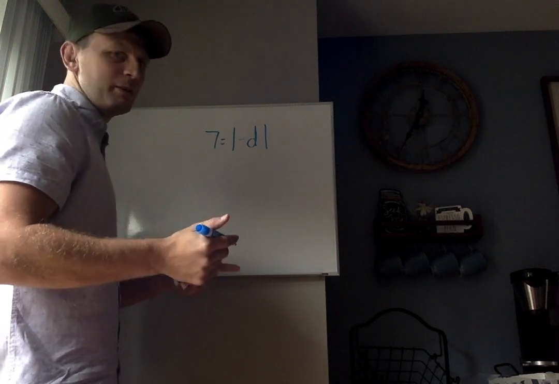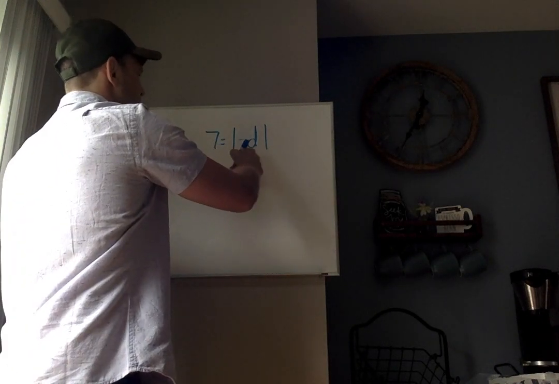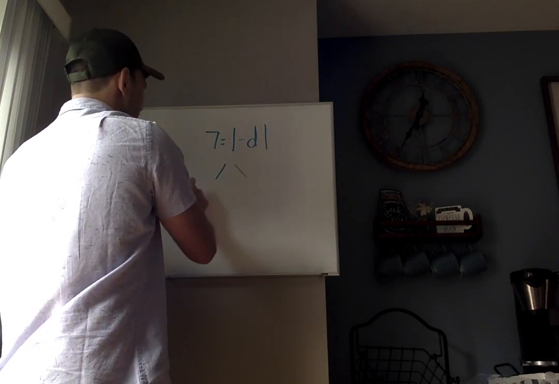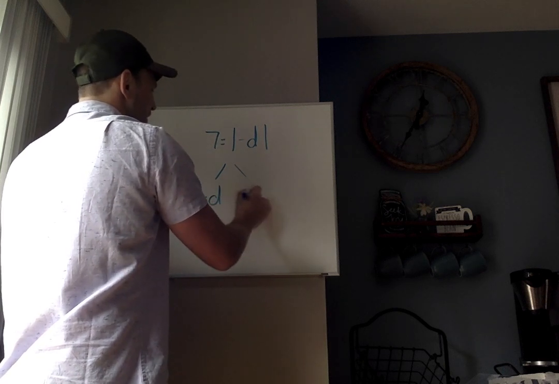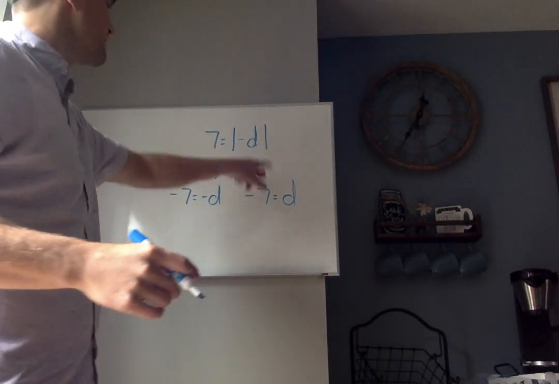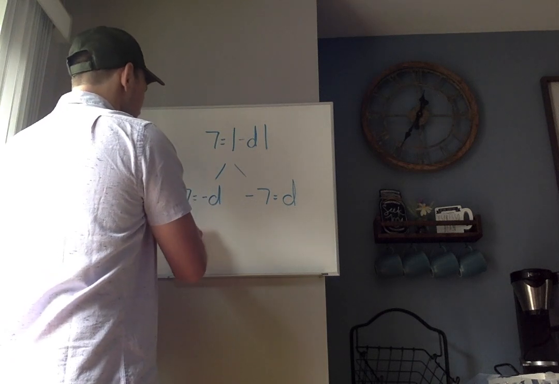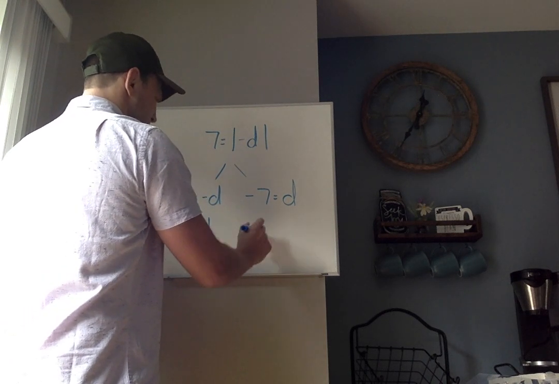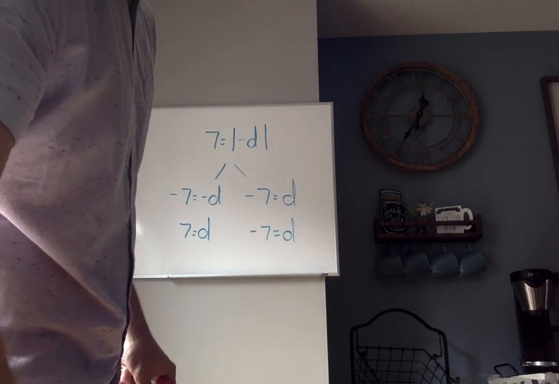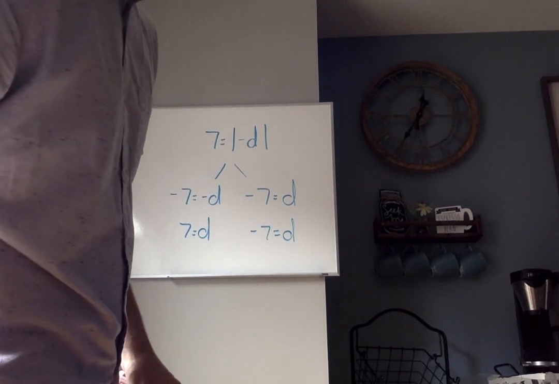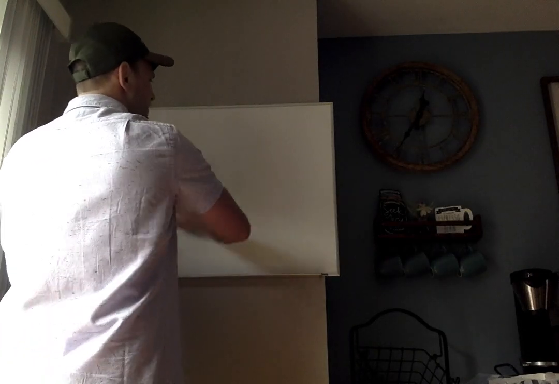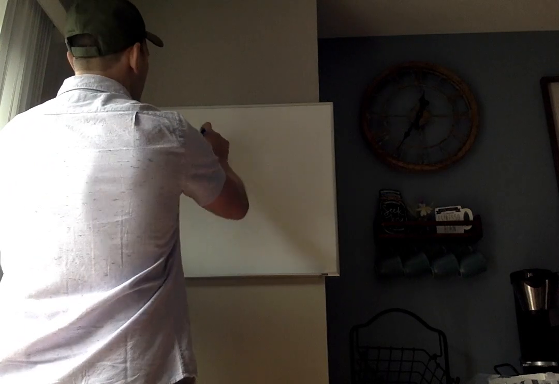So the absolute value of negative d is going to have two parts. It's going to be negative 7 equals negative d, and then we have negative 7 equals d. Basically we have the positive part and the negative part. So this gives me 7 equals d, and this is negative 7 equals d. So I have those two answers, 7 and negative 7. That's a weird problem to start out with, but a good one nonetheless. Now we have this one. I like this problem a little better.